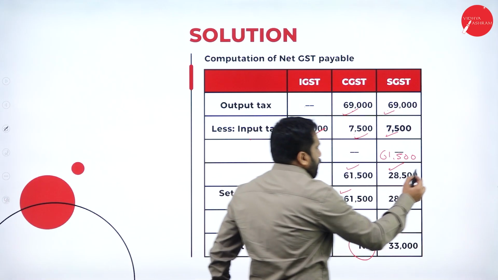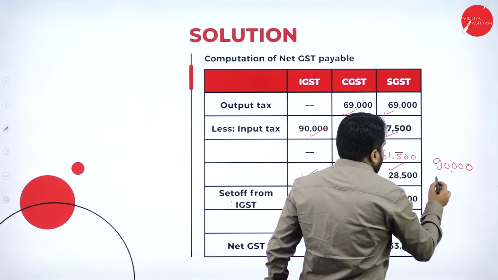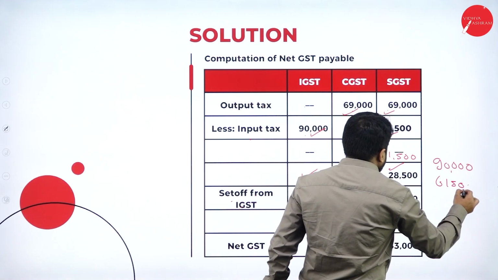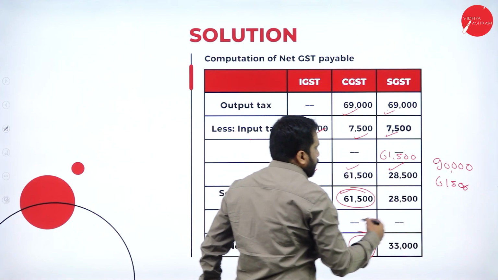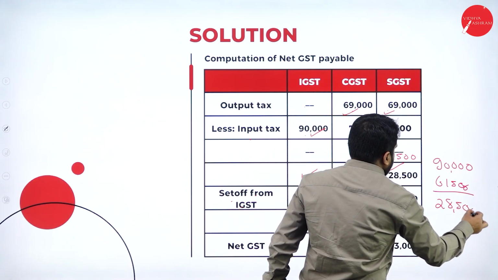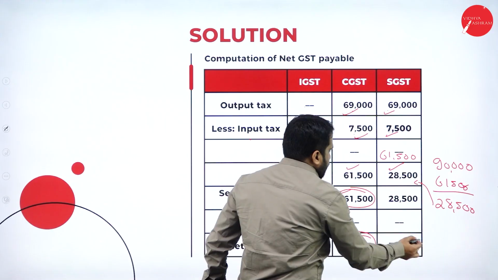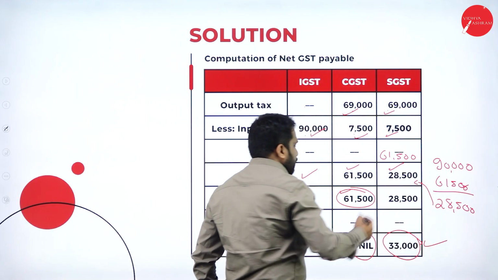Now, from 90,000, if you set off 61,500, which you have already done, the remaining will be 28,500. That is done here. If you set off, the remaining taxable will be 33,000.